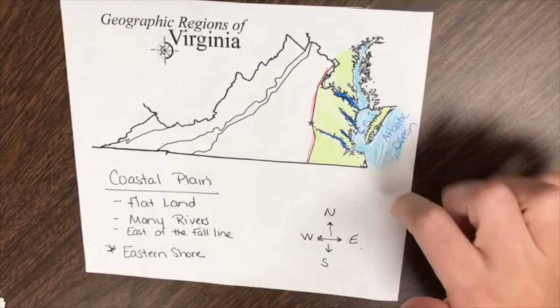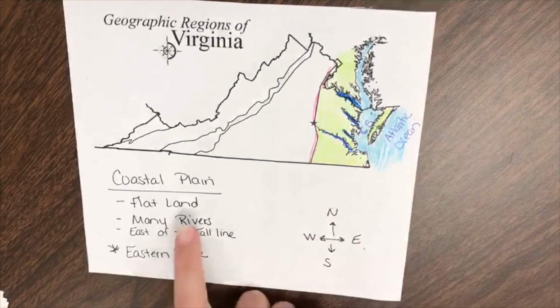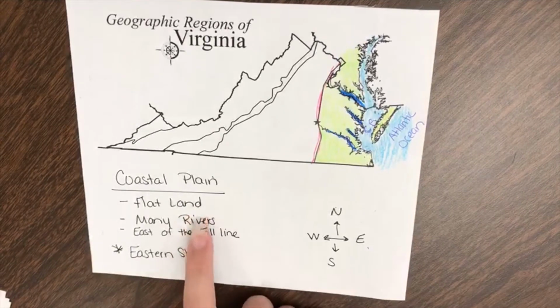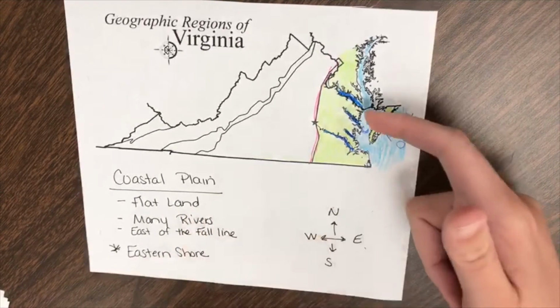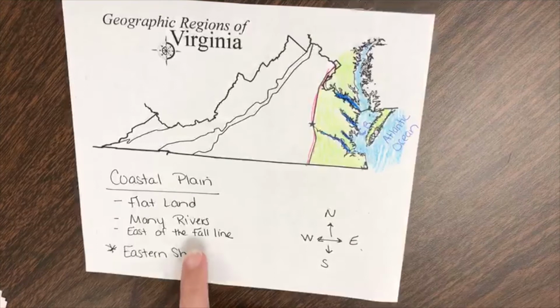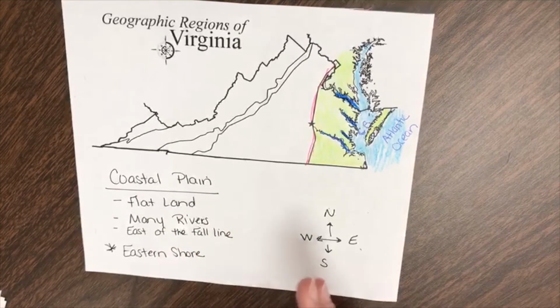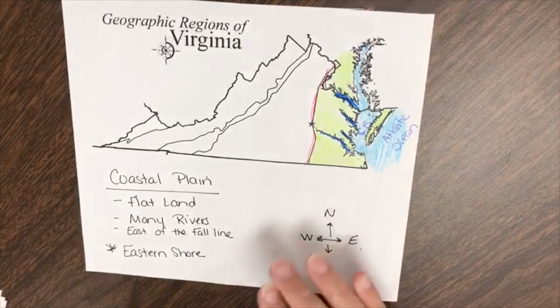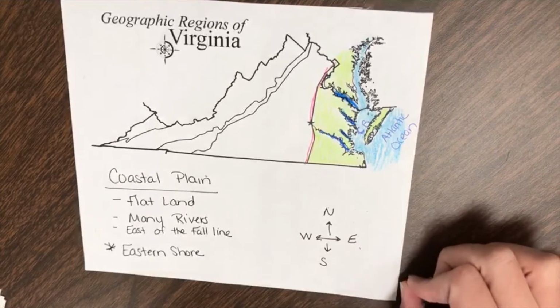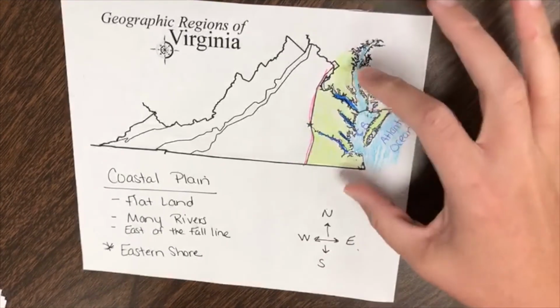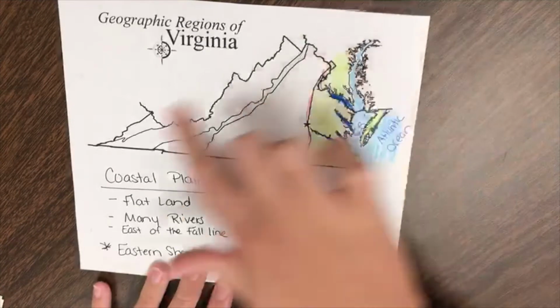Important things to know about the Coastal Plain region. It has flat land, and it has got many rivers, obviously our 4 big ones right here. And we always, when we talk about relative location, it borders the Piedmont region, but it is east of the fall line. With the state of Virginia, it's a big triangle.